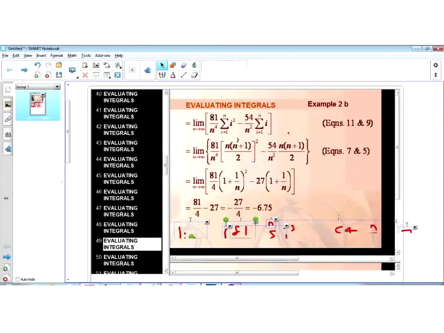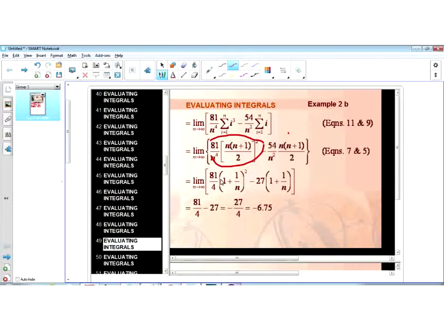I just showed you in the previous development. So we carry forth. We replace the sum from i equals 1 to n of i cubed with its closed form expansion. I showed you those expansion formulas earlier. Then we replace the sum from i equals 1 to n of i with its closed form expression right here. And then we simplify this term algebraically. We do the multiplication, and it becomes 81 over 4 times 1 plus 1 over n squared. Then we do this multiplication right here, and we get this result.